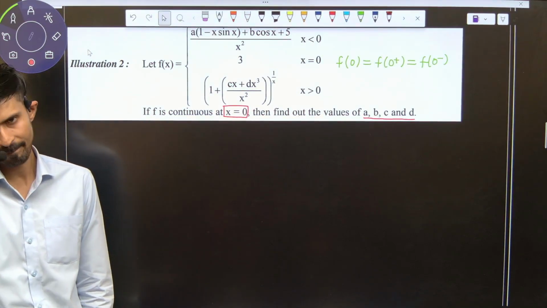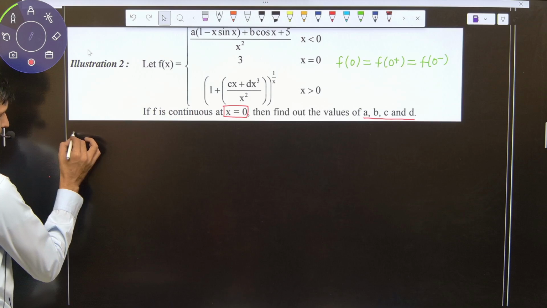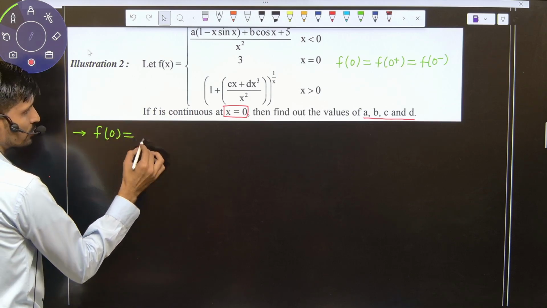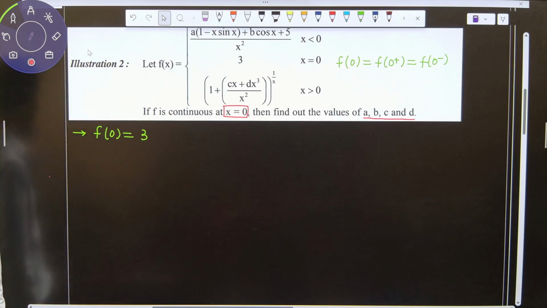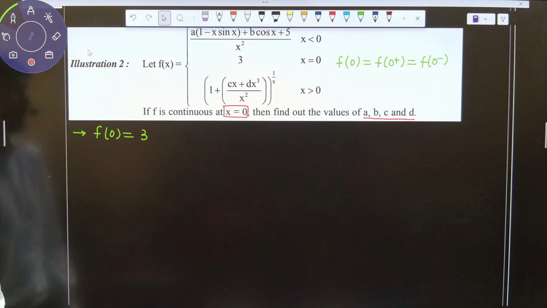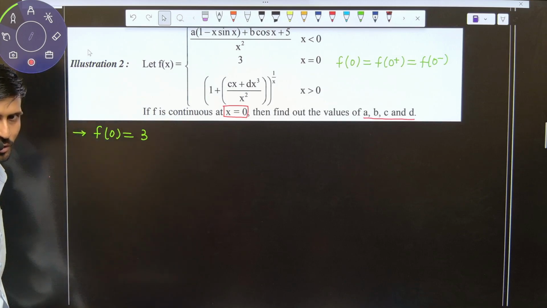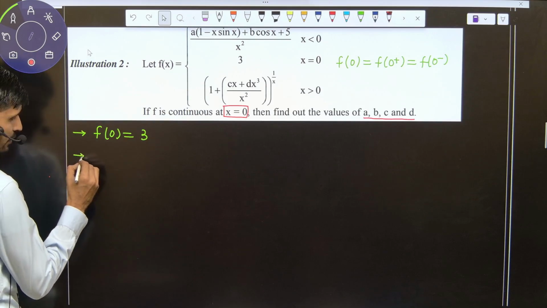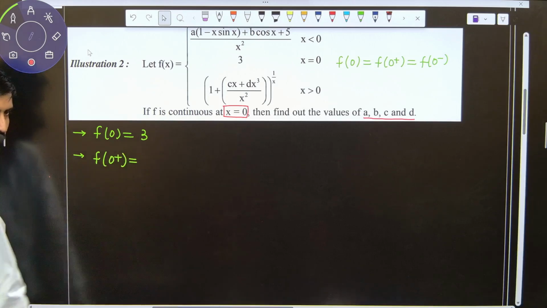Yes, na? So let's start. First, f of 0. Direct we know f of 0 value is 3. Yes, na? Now, next tell me, what do you want to find? 0 plus or 0 minus? 0 plus. f of 0 plus.